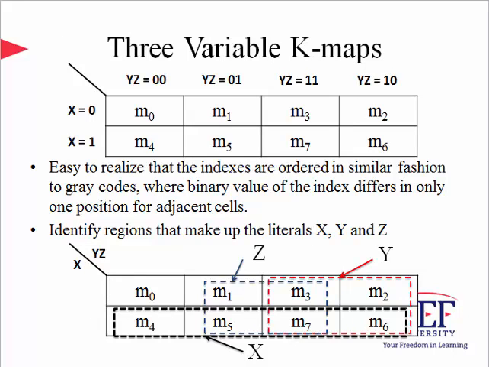Next, it is a good idea to explore the three-variable case. It is pretty important to cover multivariable Karnaugh maps to be able to see how terms are placed and the rules that make up a valid map. As you can see from the top figure, the index values are ordered just like Gray codes, so that the binary value of the index differs in only one bit position for all the adjacent cells. We can also identify the sets of rectangles that correspond to literals x, y, and z. These regions are shown in the bottom figure. Please study and convince yourself that these are indeed the right rectangles.